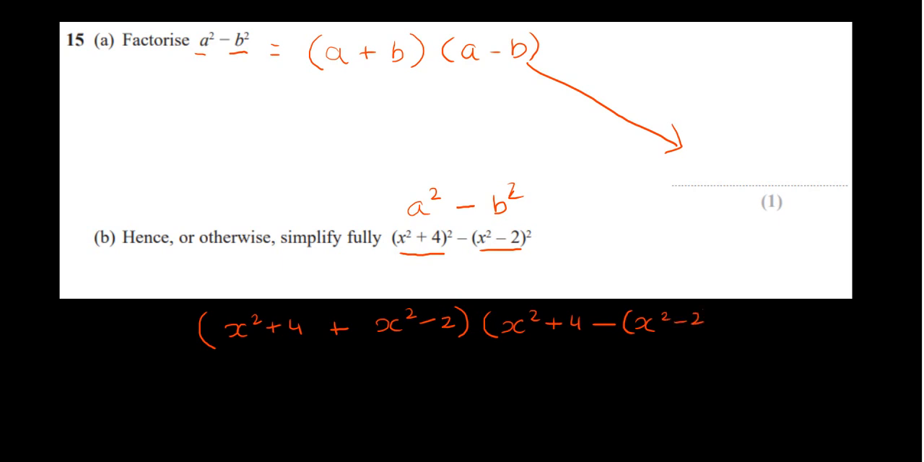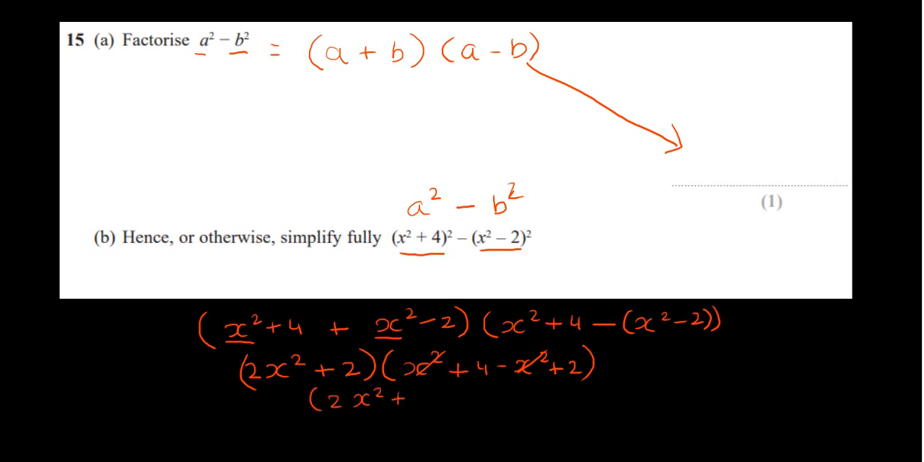Okay, let's try and simplify this. So the like terms here are 2x squared, x squared and x squared is 2x squared, and 4 minus 2 is 2. That's going to be my first bracket. In the second bracket, there's some work to do. So I'll have x squared plus 4 minus x squared plus 2. So the x squared will cancel out, and 4 plus 2 is 6. So I can write this as 2x squared plus 2 times 6. Okay, let's move on to the next question.